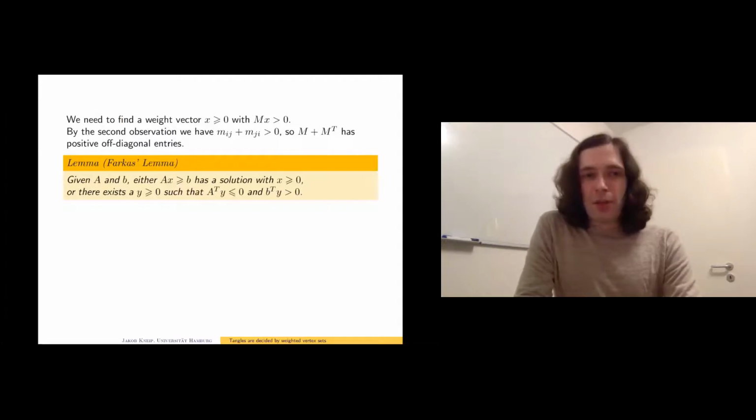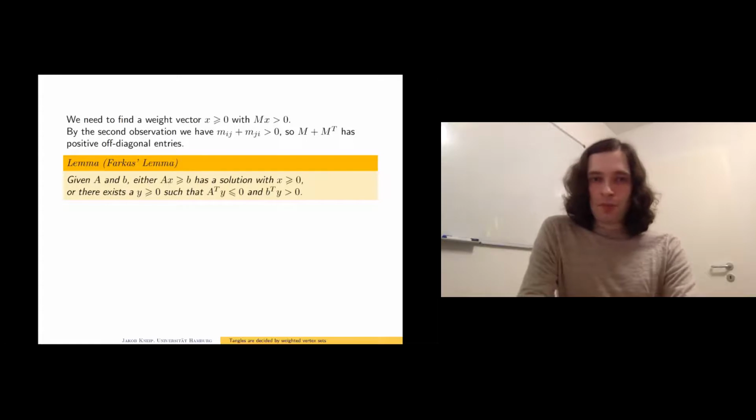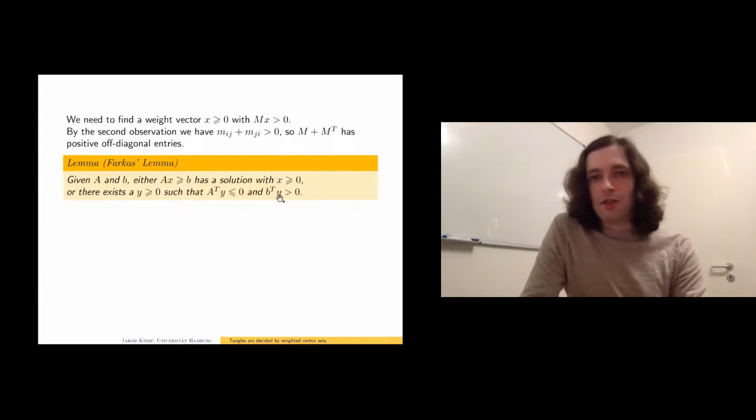Given a matrix A and a vector B, the Farkas lemma says that exactly one of two things happens. Either we find a non-negative vector x that makes this product Ax bigger than or equal to B, or there exists another non-negative vector y such that the product with the transpose of this matrix is non-positive everywhere. And the second condition only really says that this vector is not simply 0.